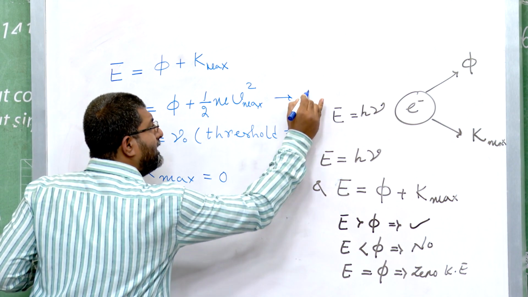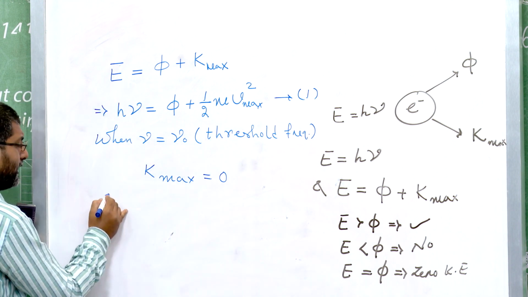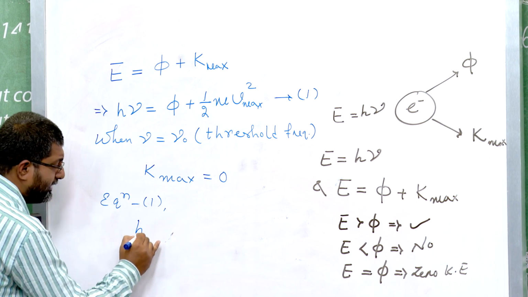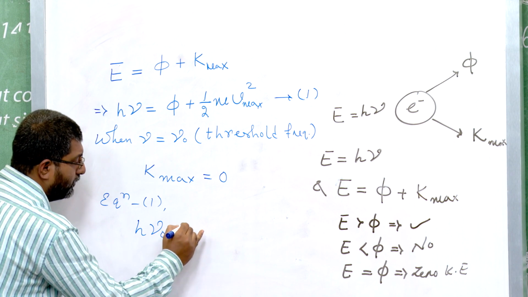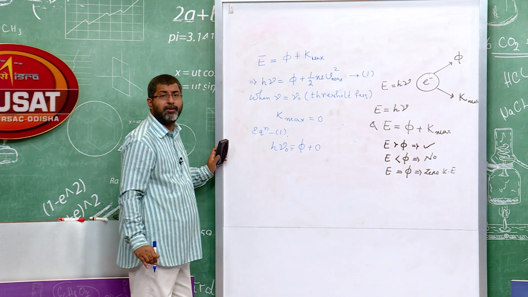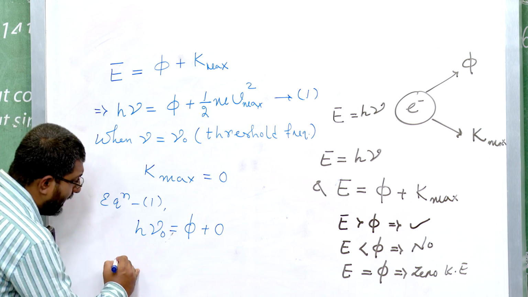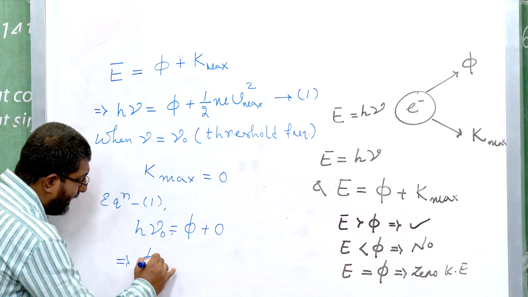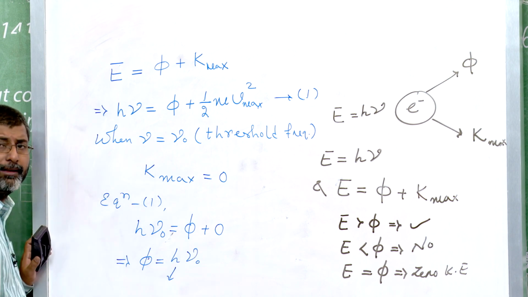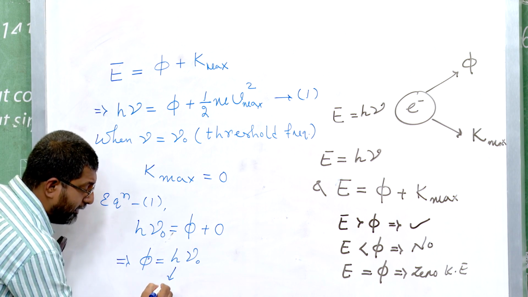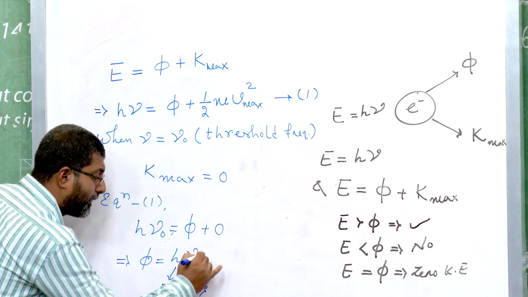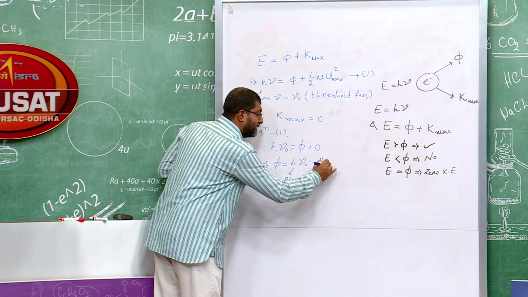So, if I write this as equation 1, equation 1 becomes h nu 0 equal to phi plus 0. Why? Because the kinetic energy has become 0. That implies I can write phi equal to h nu 0. That means the work function of a metal is nothing but the product of Planck's constant and threshold frequency.